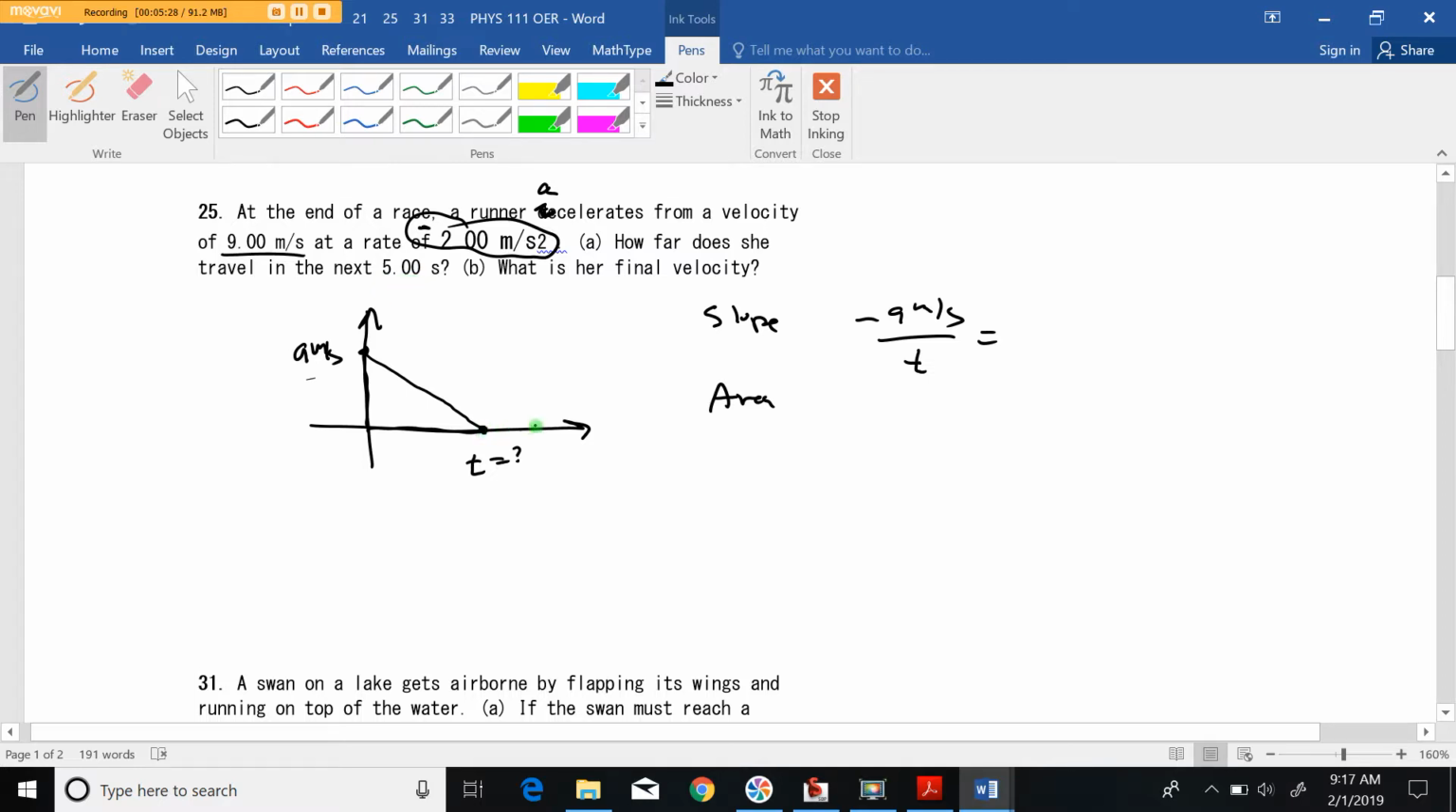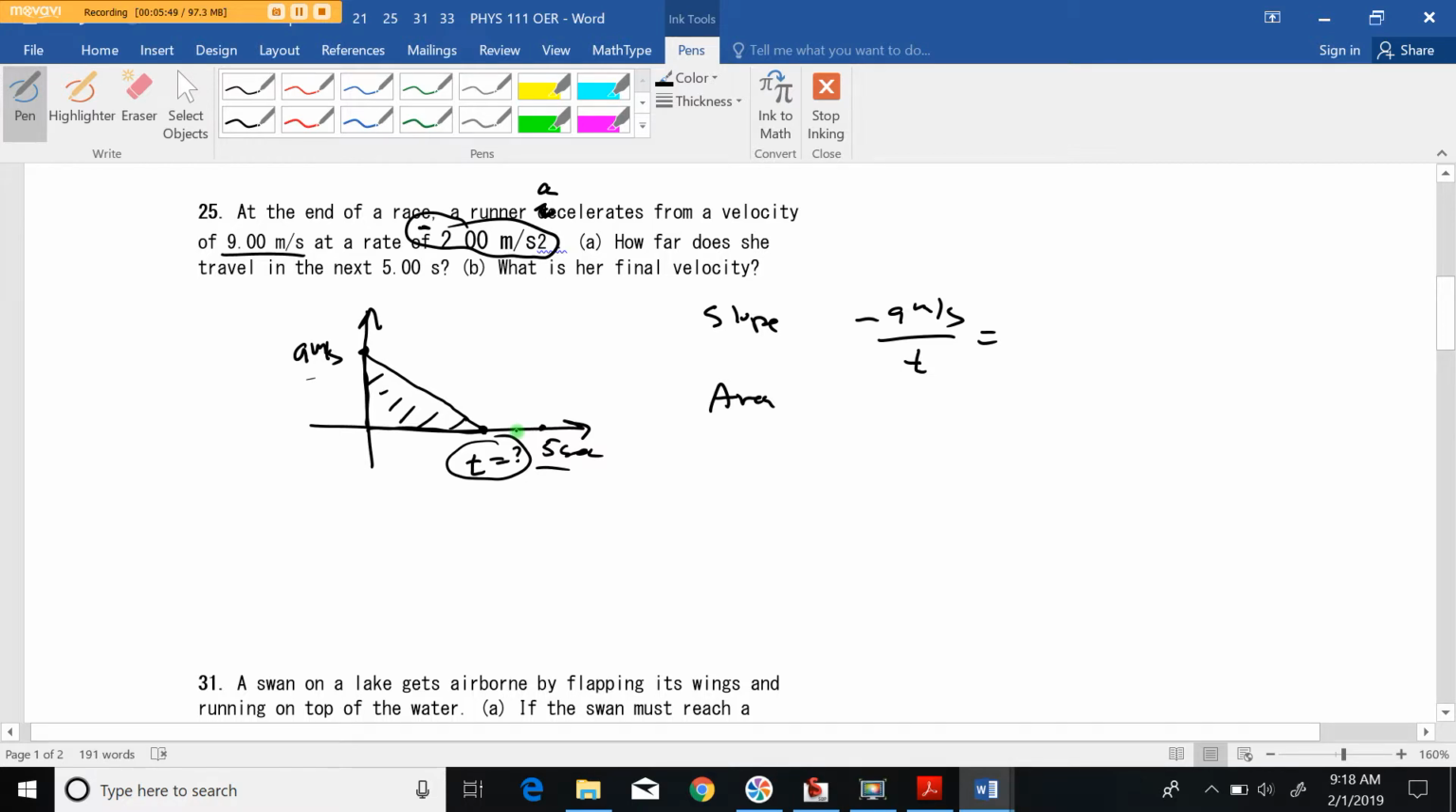That means on this graph, 5 is like here somewhere. So, to get the how far, you're going to want this area, and you're going to want to use that calculated time, not the 5 seconds, right? And then final velocity is 0, probably.